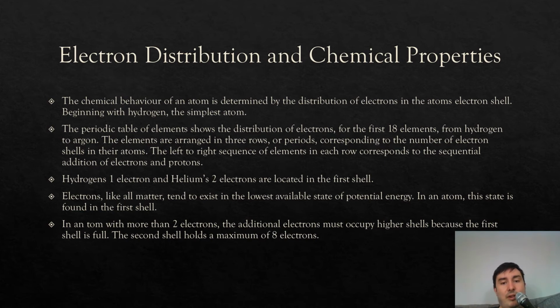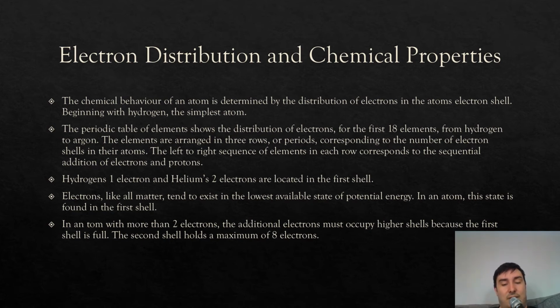The chemical behavior of an atom is determined by the distribution of electrons in the atom's electron shells. Beginning with hydrogen, the simplest atom, the periodic table of elements shows the distribution of electrons for the first 18 elements, from hydrogen to argon. The elements are arranged in 3 rows or periods corresponding to the number of electron shells in their atoms. The left to right sequence of elements in each row corresponds to the sequential addition of electrons and protons.